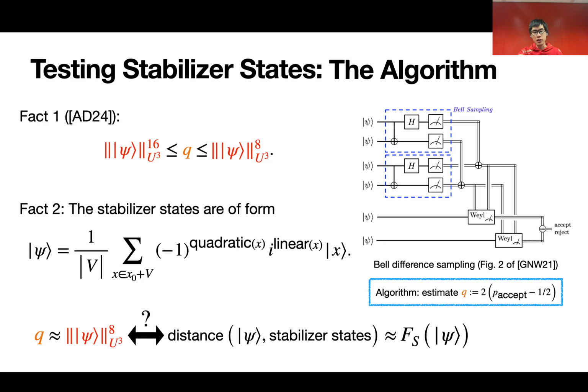So what we're going to do with this algorithm is to establish the relation between the U3 norm of the quantum state psi and the distance between psi and stabilizer states. This is the question we're going to answer.